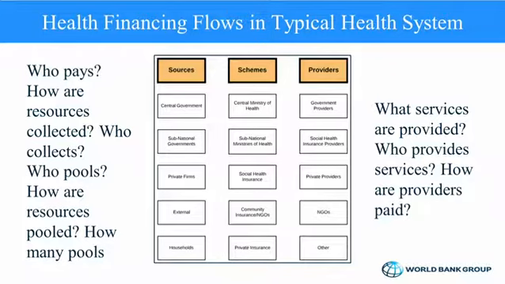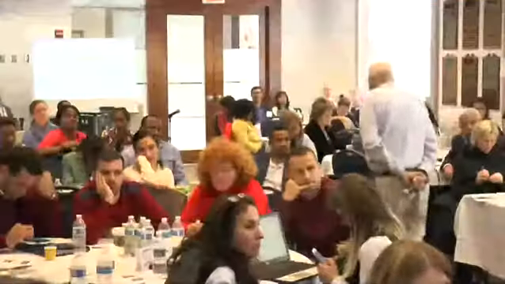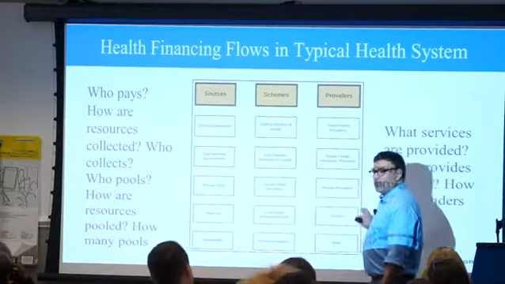Can you speak up a little bit? Private providers. Private providers. Now think again. I'm saying, what's the source of financing for out-of-pocket? It's households, right? What's the scheme? There's no scheme. So you're basically going from here to here.